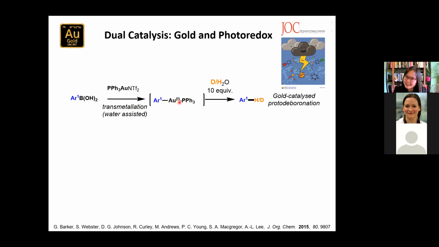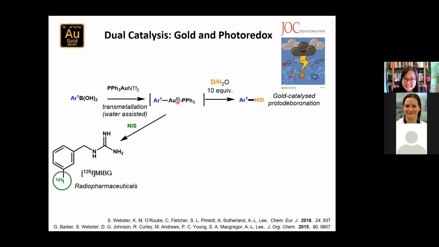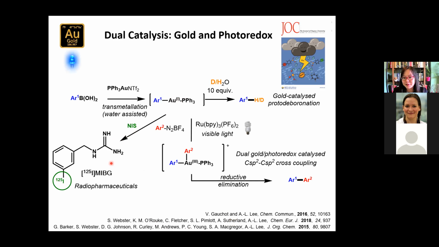Then we wanted to challenge this further. Can we trap this with other things? We can. So one of the other things we did was to trap this with iodine instead. And together with Andy Sutherland, we showed that we could use this gold method for radiolabeling, radioiodinations, and make radiopharmaceuticals. And finally, we wanted to do carbon-carbon cross-coupling, to challenge ourselves even further. And that's why we started looking at photoredox. So by using the photoredox cycle in dual fashion, we were able to intercept this and use a coupling partner and get our cross-coupling. But that's not what I want to talk about today.